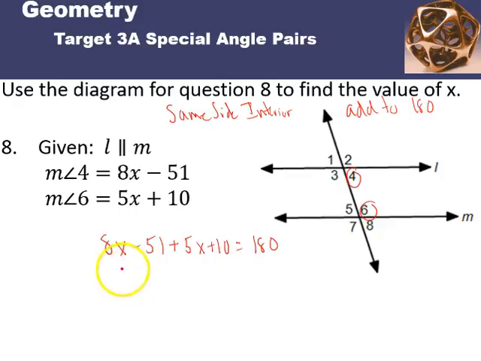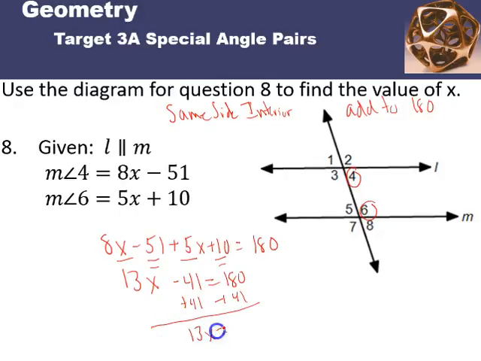So 8 and 5 is 13x. I'm just combining like terms, and then 51 and 10 are also like terms. It's a negative 51 and a positive 10, so that gives me negative 41, and that equals 180. And then I'm going to add 41, and I get 13x equals 180 plus 41. That looks like carry the 1, 4 and 8 is 12, carry the 1, 221, and then I'm going to divide both of those by 13, and let me open up my calculator.